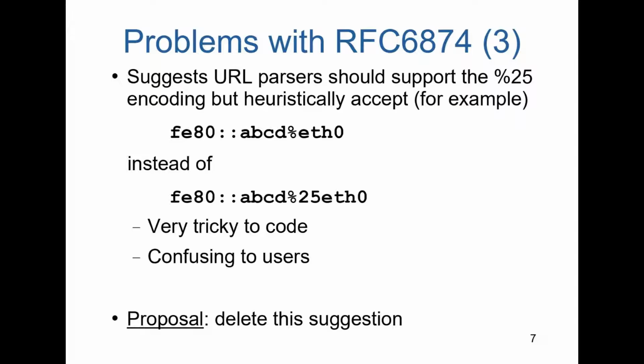The third problem with RFC 6874 is it suggests that URL parsers should support the %25 encoding, but heuristically accept a URI that doesn't contain the percent encoding. So %eth0 would be recognized as the same as %25eth0, except for the exception cases where a percent sign could be a legitimate escape. It makes it very tricky to code, it's very confusing to users, so the proposal is to delete this suggestion.